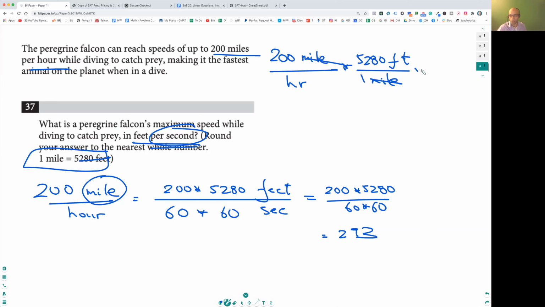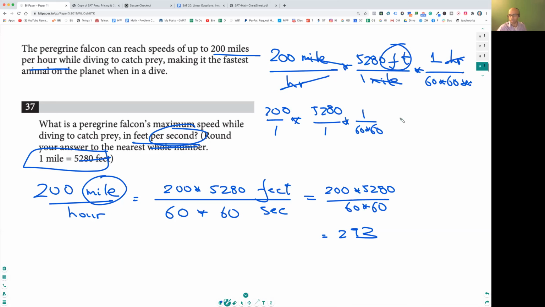Now the hour, the same way, you just multiply this by hour over here, and you put in how many seconds. So 1 hour is 60 times 60 seconds. So it's the same thing. The hour and hour dimensions cancel out. And so you get 200 over 1 times 5280 over 1 times 1 over 60 times 60. And then you copy down feet and seconds over here. This kind of thing is useful over here.